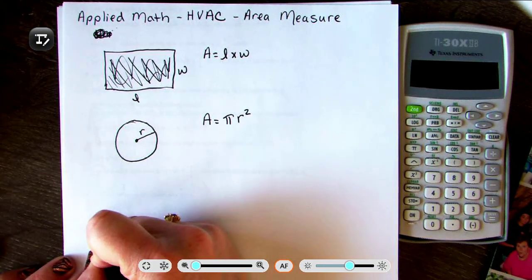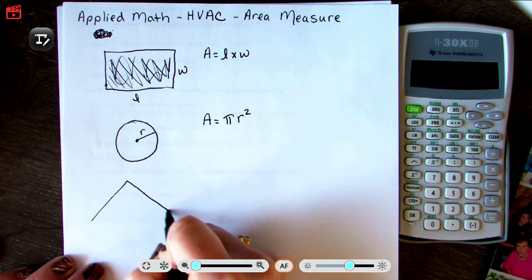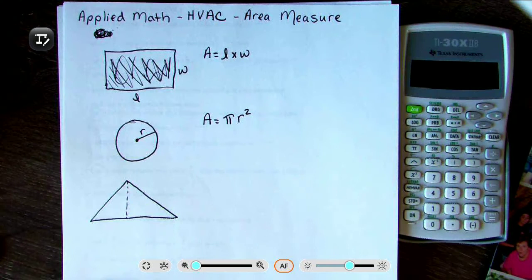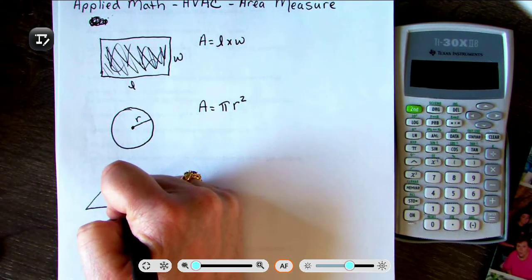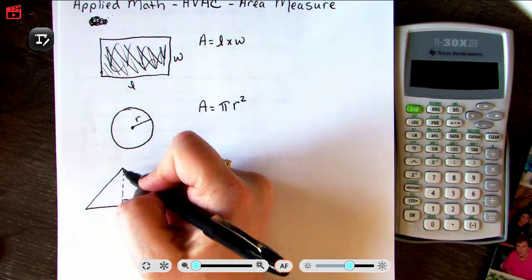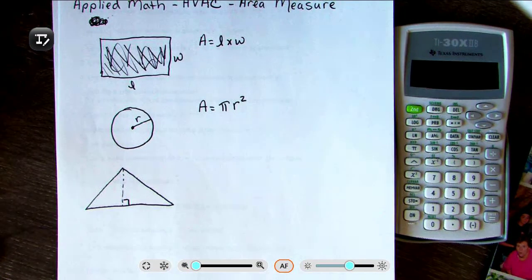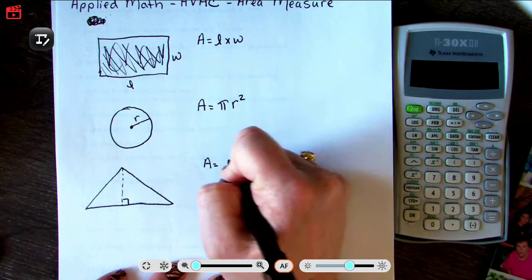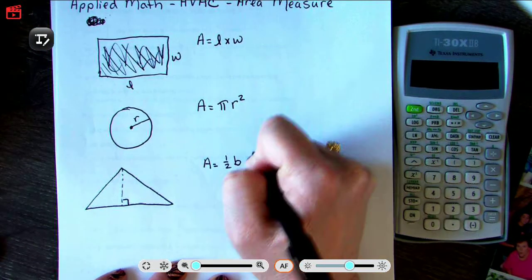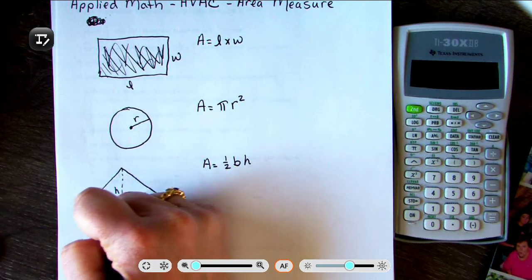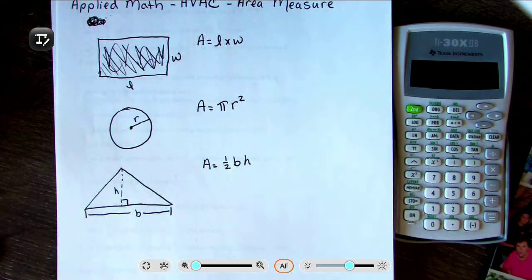A triangle, and I'm going to draw a couple triangles. So a triangle, first of all, the height is the perpendicular line, that imaginary line that's going from the highest point to the base, or to where that base is located. And the area of a triangle is 1/2 your base times your height. So here's your height and here's your base. So the base would be that whole distance from here to here.